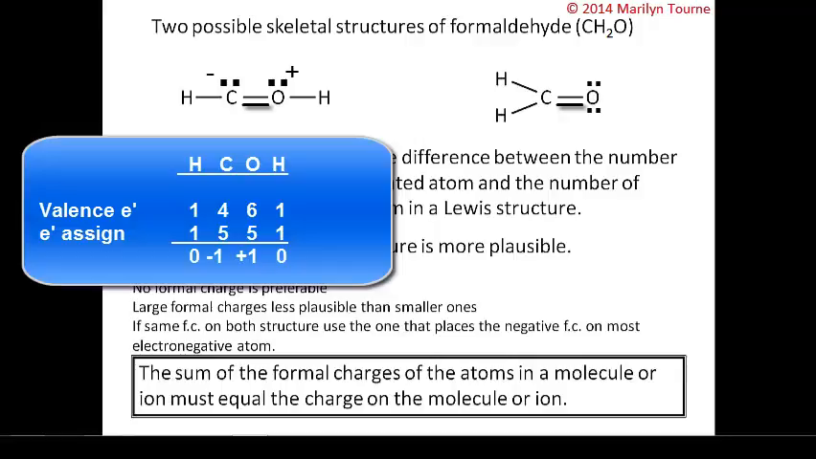So the hydrogen only has 1, so that's 1. The carbon actually has 5 valence electrons around it, so that's different. And then the oxygen actually also has 5 valence electrons, and then the other hydrogen has 1. So if I take this difference, if I look at this and I subtract, 4 minus 5 is -1, 6 minus 5 is 1. Okay, let's do the other structure before we can decide which one's more plausible.